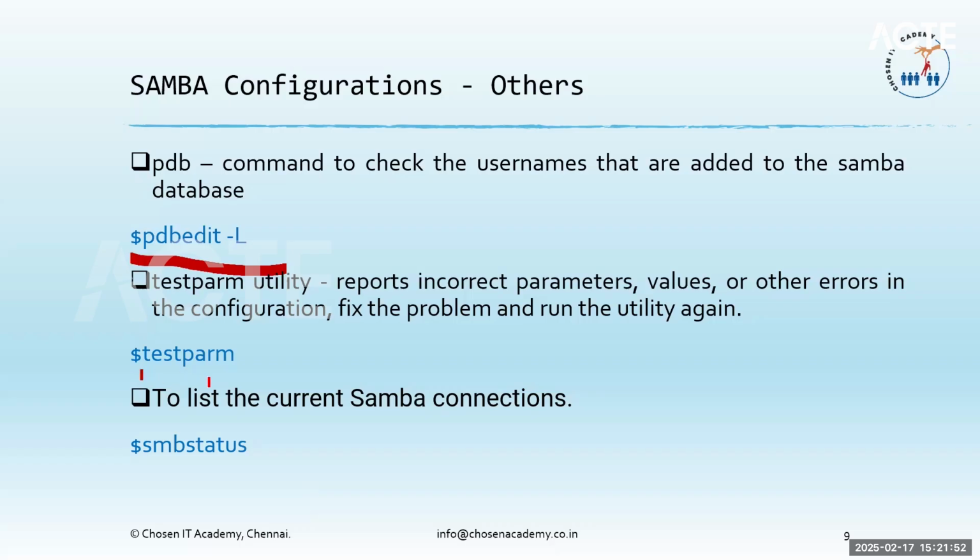Testparm is a utility which helps us to correct any wrong configurations. And smbstatus: after connecting the systems, if you want to see who all are connected, what they are using, and which file they are working on, this smbstatus command is very handy to get to know what is going on.